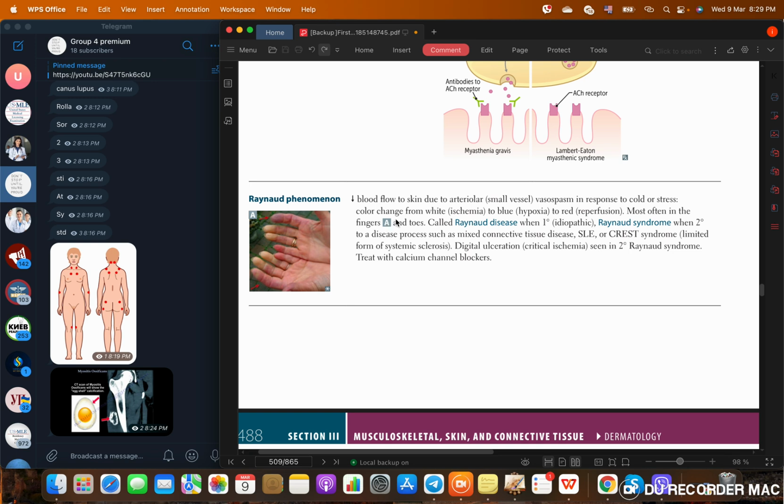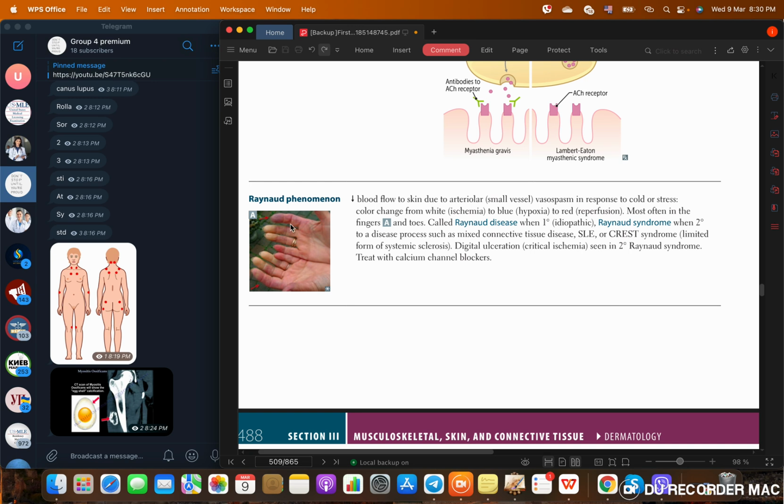So the color will change from white to blue to red. White means that the skin is getting ischemia because of the vasospasm. Blue, that's dangerous. That means it's hypoxic. And also it can become red. Why? Because you just came back into the house where it is warm and you now have the reperfusion.